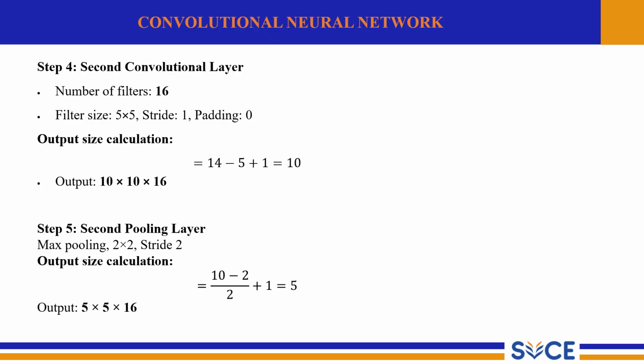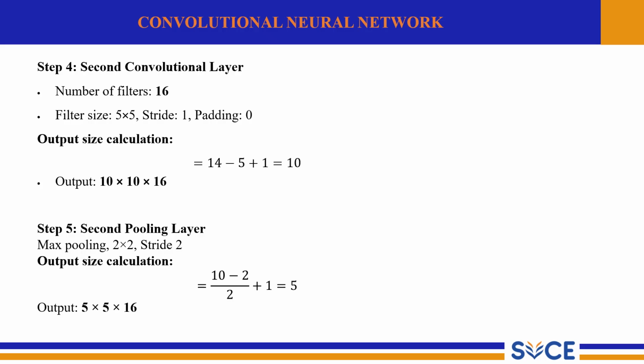So the number of filters here is 16. Filter size is 5 by 5, stride is 1, and padding is 0. We calculate the output size using the formula: output size equals (W minus F plus 2P) divided by S, plus 1. By substituting the values, output size equals (14 minus 5 plus 0) divided by 1, plus 1, equal to 10. So the output feature map after this convolution is 10 by 10 by 16. Here we now have 16 feature maps, each capturing different complex features like shapes or patterns in the image.